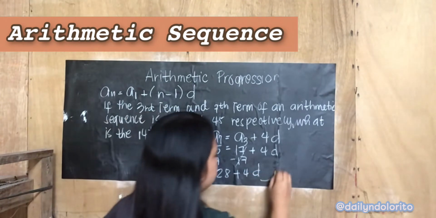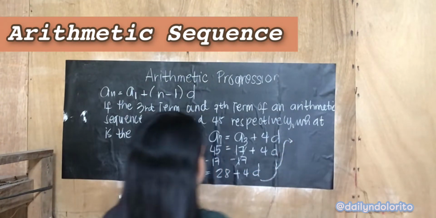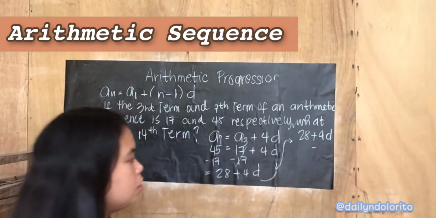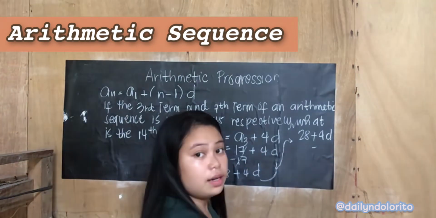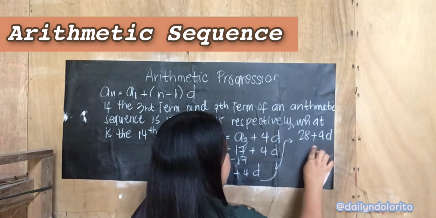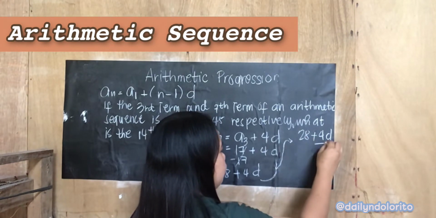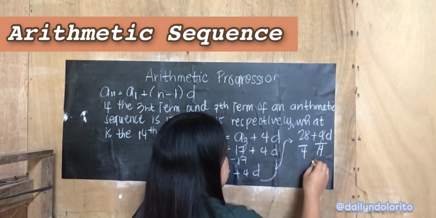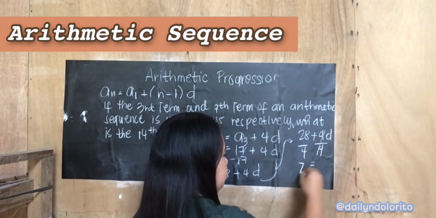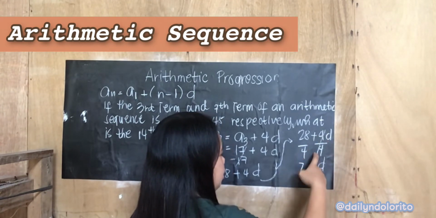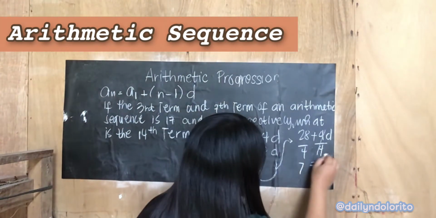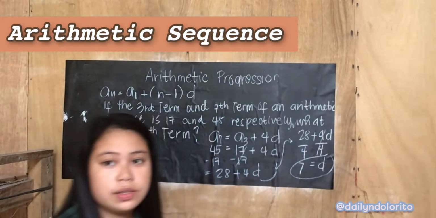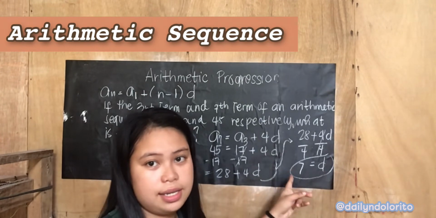Now let's transfer this one. In order for us to find the common difference, we're going to divide each side by 4. So this one is 7, and this is D. This one is cancelled out. So now we have found that our common difference is 7.